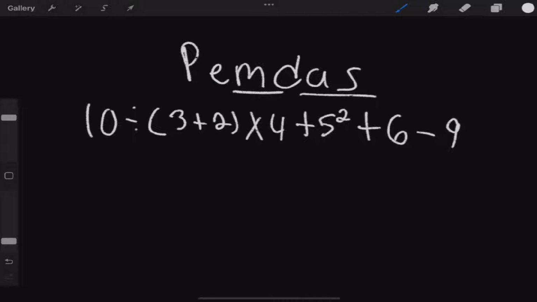But basically every letter in this word stands for another word. So we have our P. This stands for parentheses. So whenever you're solving an equation, the first thing you're going to do is parentheses. So in this case, boom, right there. We have parentheses. So everything else stays the same, but we solve our parentheses.